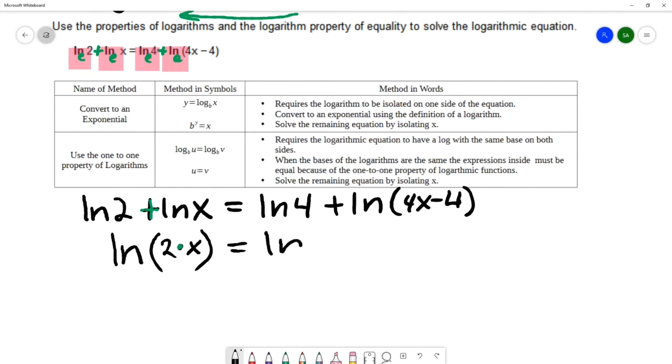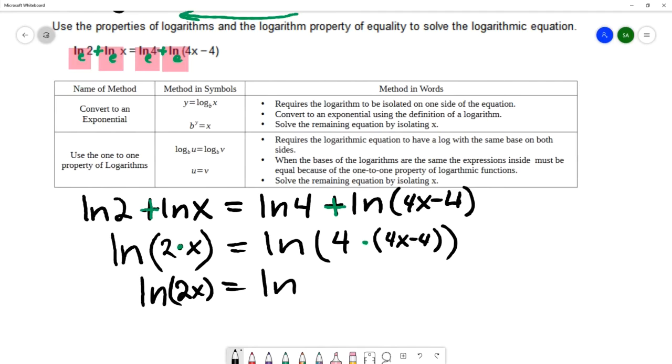The same thing happens on the other side of the equation. We're going to condense with multiplication because we have addition of two logs with the same base. So this becomes 4 times 4x minus 4. Writing that a little more simply, that's natural log of 2x equals natural log of 16x minus 16.